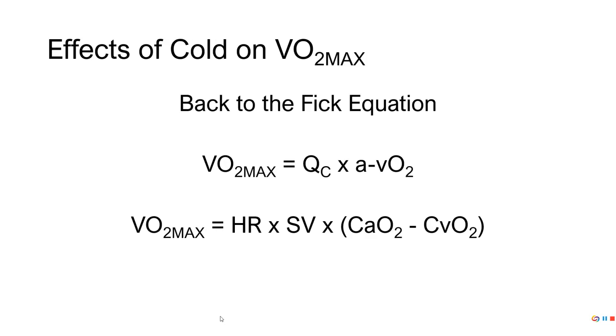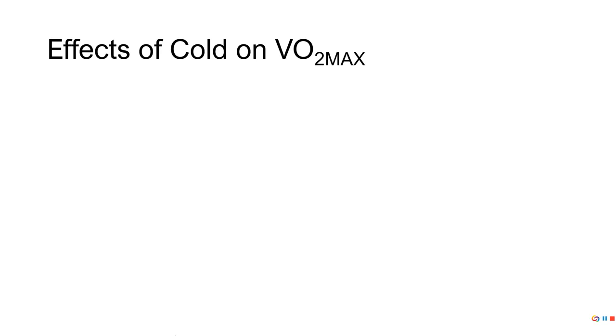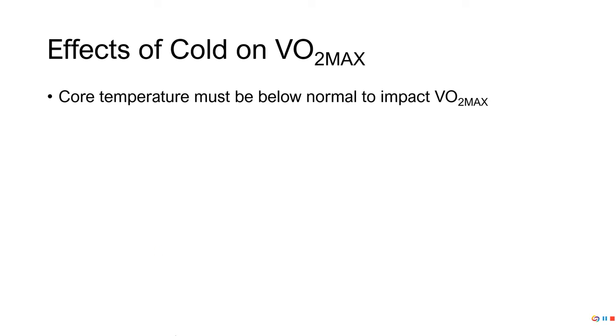If we come back to the Fick equation, which we've talked about several times throughout the semester, this is it. VO2 max equals cardiac output times the a-vO2 difference. In other words, heart rate times stroke volume times the difference between arterial oxygen content and venous oxygen content. So how does the cold affect this? First of all, this is key: in order for VO2 max to be affected, we have to change core temperature.